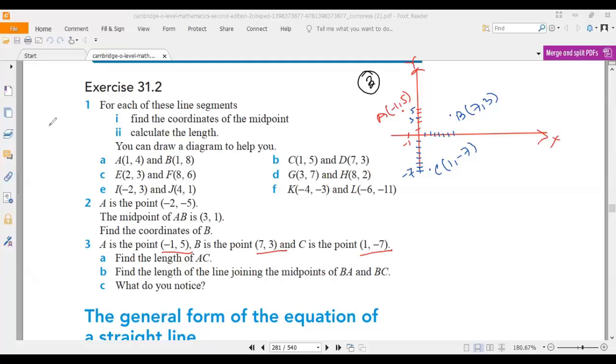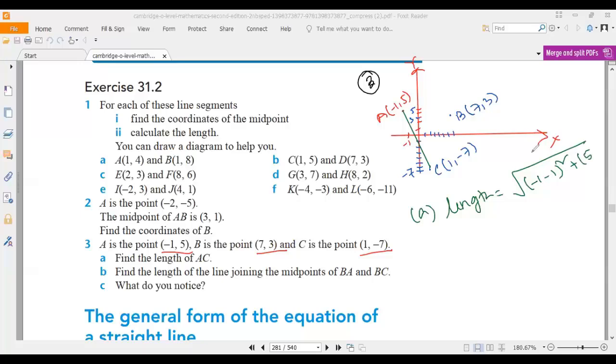Now, the question says find the length AC. What is the point of AC? If we draw it, we can easily say this is AC. We need to find out the measurement of this. Now, what is the formula of the distance? We know that distance or length, both are the same thing. The formula is root over (x1 minus x2) whole square plus (y1 minus y2) whole square.